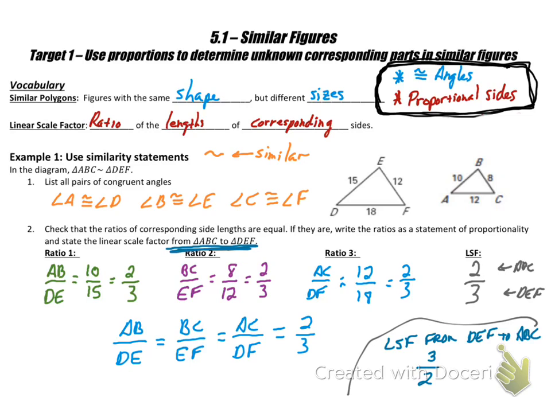So those ratios, which can be represented as a division problem or as a fraction, all have to be equal. And that ratio is called the linear scale factor. Basically, when you compare all the lengths of the similar figures and you simplify them all, that simplified ratio is called the linear scale factor.